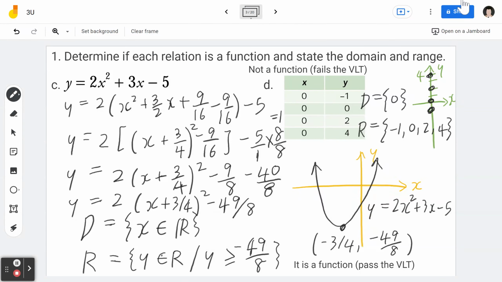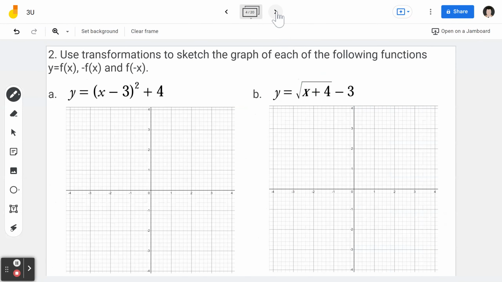Number 2a, use transformations to sketch the graph of each of the following functions: y equal to f of x, negative f of x, and f of negative x. So I'm going to use 3 different colors for your reference. I'm starting with blue. That's the basic function. So y equals x minus 3 quantity squared plus 4. So I go right by 3, up by 4.